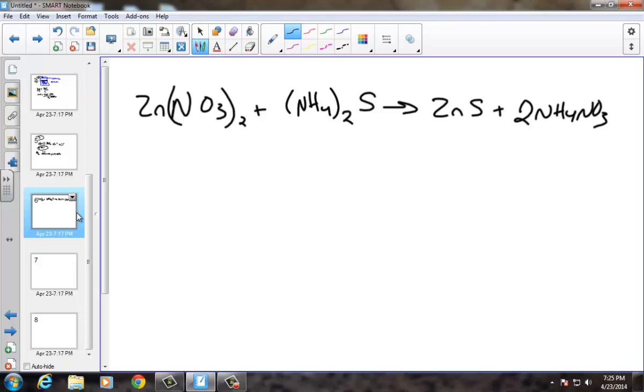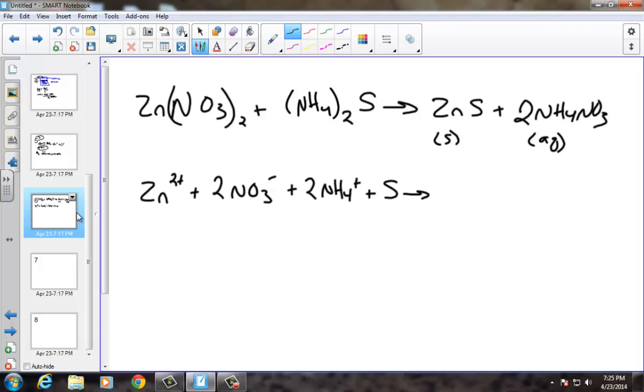NH4NO3. And I have to look at my solubility table, and we're going to figure out that this is in fact a solid, it's insoluble, and that is aqueous. So I do have a net ionic equation. The overall ionic equation is Zn2+, you have to write the charges, plus 2 NO3-, plus 2 NH4+, plus S2-, yields insoluble solid zinc sulfide. So you don't split it, plus 2 NH4+ plus 2 NO3-.